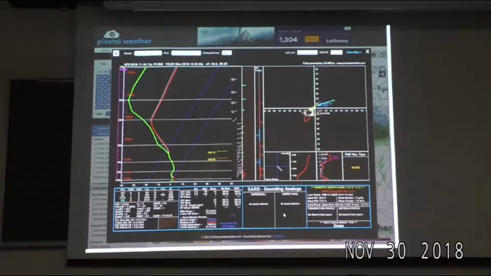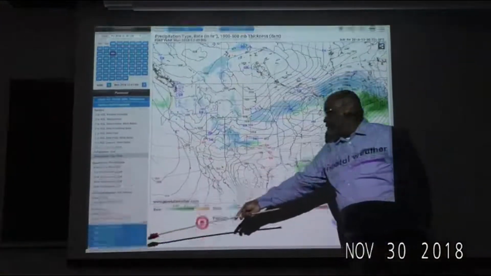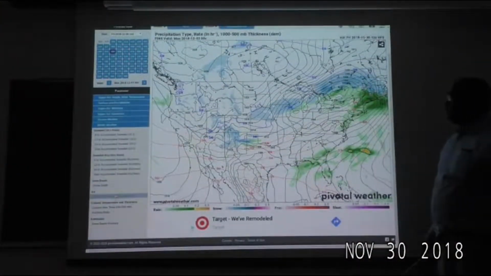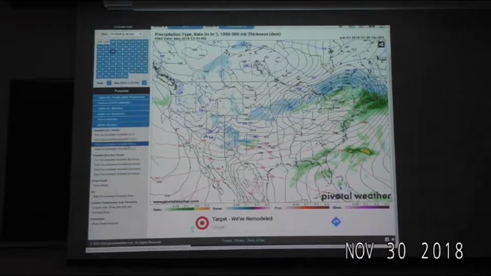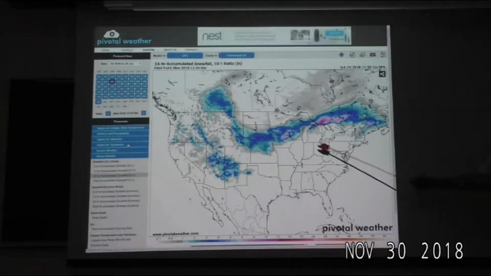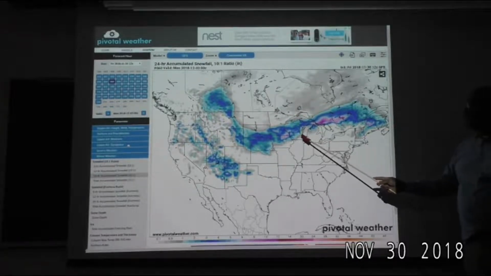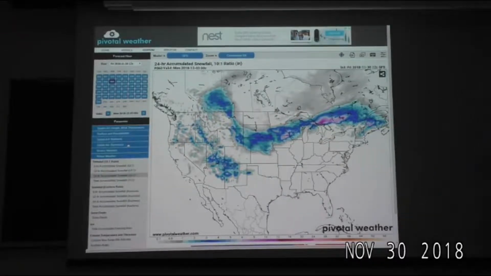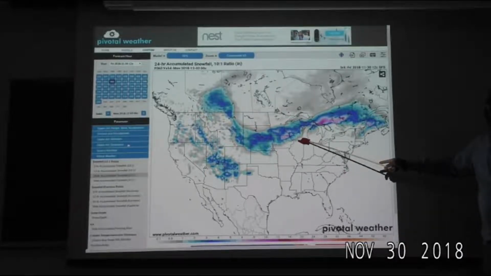and that makes a lot of sense. How much is expected to fall? With this, we assume a 10-to-1 ratio. Scroll down. We can look at the 24-hour accumulated precip, since it's probably going to turn to snow sometime after we get to sometime in the afternoon on Sunday. And we'll get probably about an inch or so.